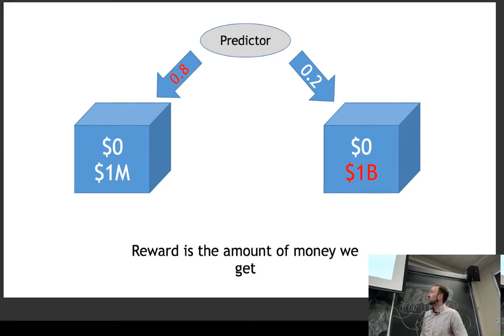But let's say we put $1 billion in box number 2, or $0. So now our predictor says 0.8 probability on the left one, 0.2 probability on the right one. Which one do you pick? Who says number 1? Who says number 2?